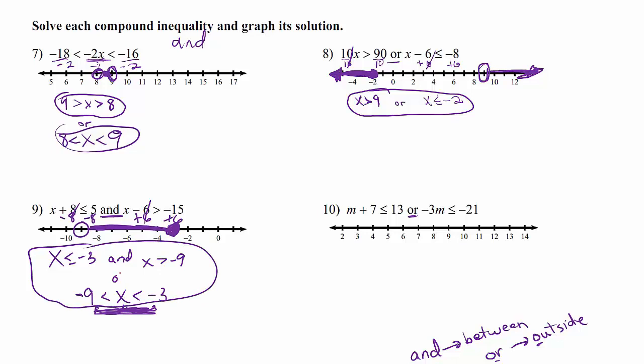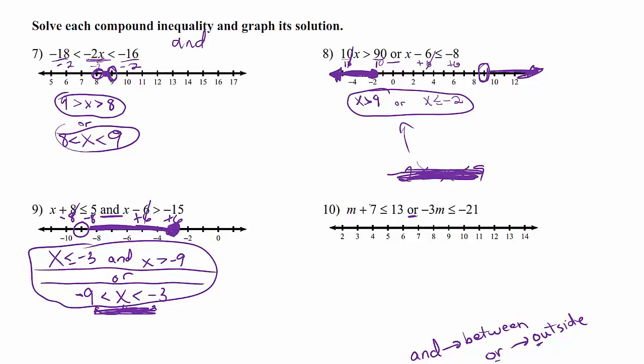What we can't do is, this is or, as in both of these answers work. You can't combine an or. So like on this problem, I would not want to put -2 is less than or equal to x is less than 9, because this implies that I'm shading between, and I'm not. So that's wrong. Don't do that. Don't ever do that.